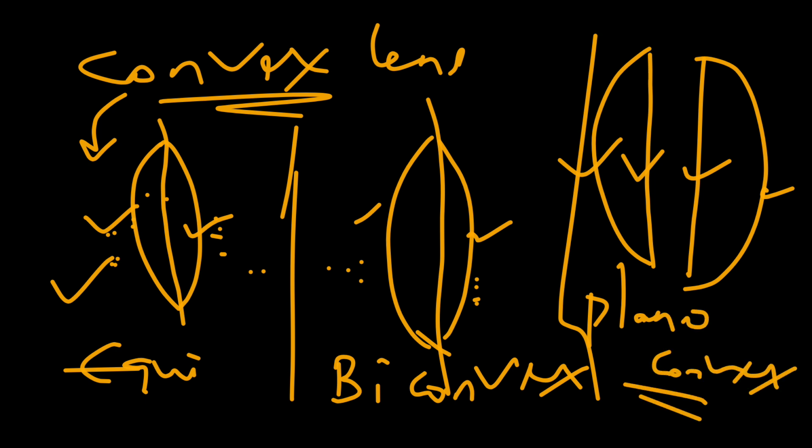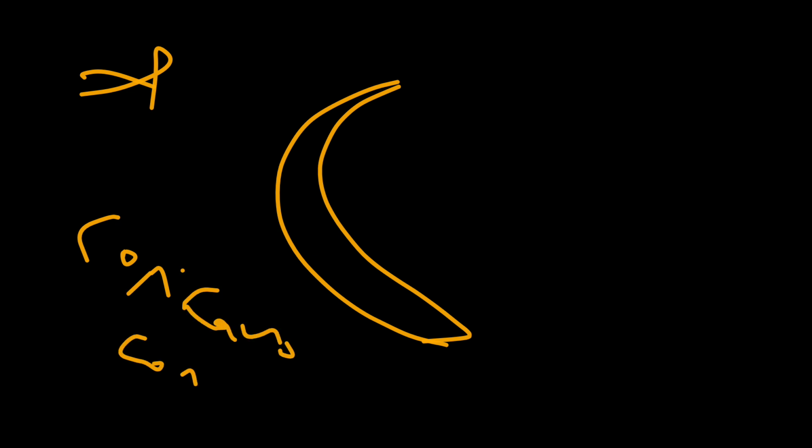A plano convex lens. And coming to the final situation, we have one convex surface and one concave surface. It is also called the concavo convex lens. What do you call it? Concavo convex lens. So let's move on to the concave lens.